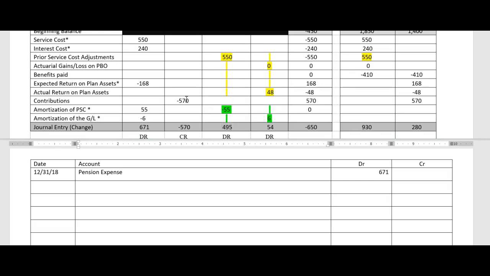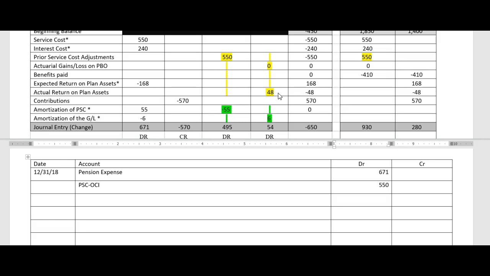What's the 550? Well, the 550 is creating prior service cost. So since we're creating the PSC, we need to go in and say, hey, this is creating prior service cost. It is going to be a debit of 550. On top of that, we're amortizing it down by 55, so we are going to do a credit at some point of 55. But again, let's come back to our credits.